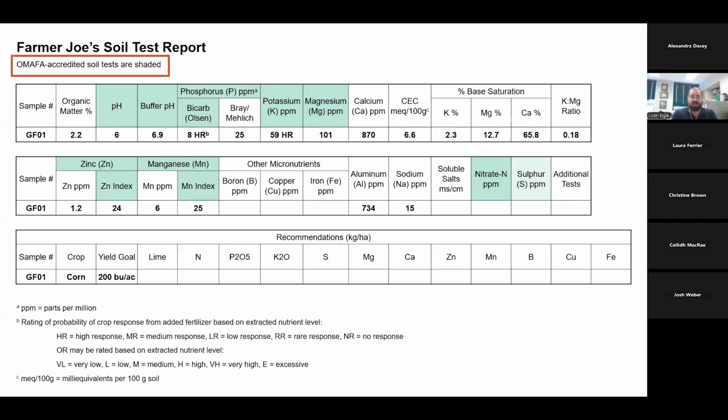When we take that soil test, we get a nice report. Depending on the lab, it may look similar to this. It may look completely different to this. The important part is that we are sending it to the lab. We are getting those accredited extractions so that we know that the amount of phosphorus, the amount of potassium, the pH, the micronutrients, the secondary nutrients, all that stuff fits with Ontario soils, and that we can expect or not expect a response based on the levels that we see.